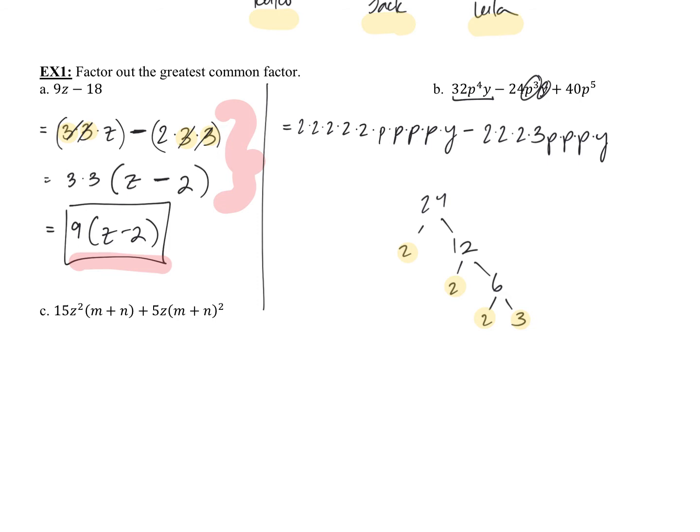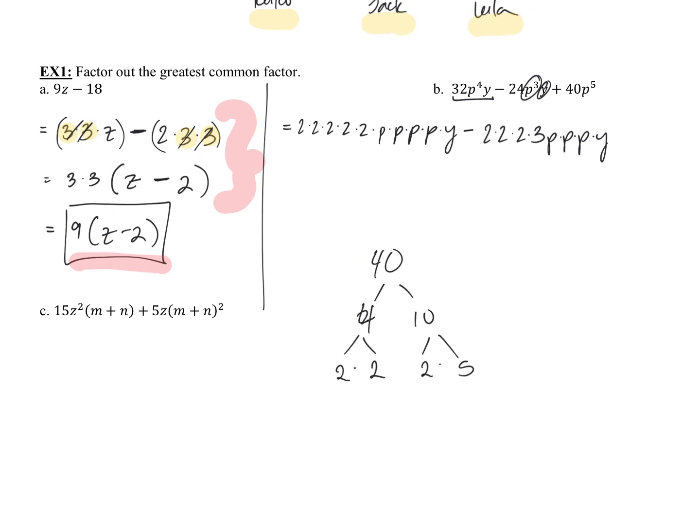Alright, and then, we're kind of running out of space. Once again, the step that I'm showing here with writing it all out, you do not need to do that. I'm just writing it out so you can see all the factors. So I'm going to go ahead and write the next one below, but 40 is the same as 4 times 10. And then 4 is 2 times 2, and 10 is 2 times 5.